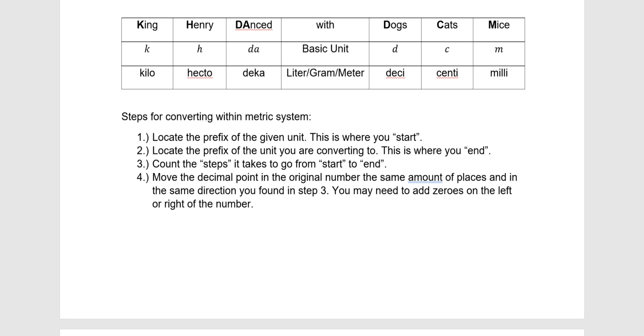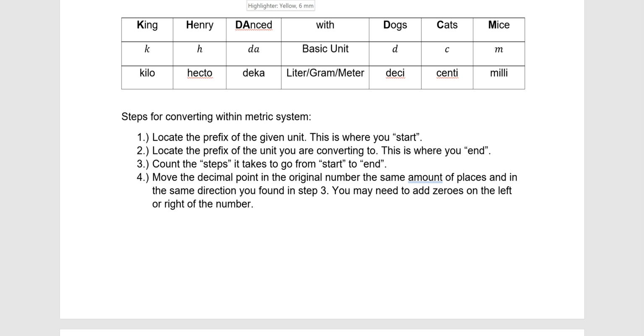Okay, and then we have this table right here with the mnemonic on the top row, and then we have the abbreviation in the second row, and then we have the prefix written out in the third row. And then just notice for the basic unit here, we have liter, gram, and meter.